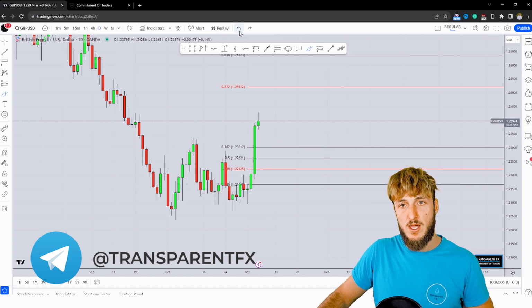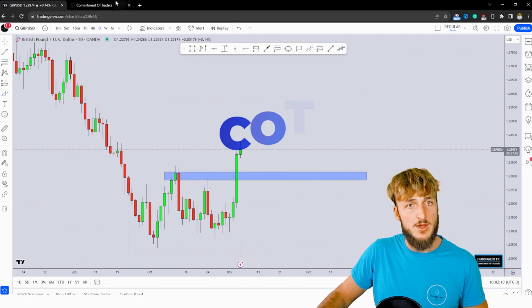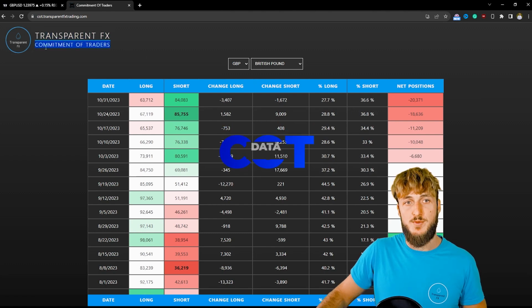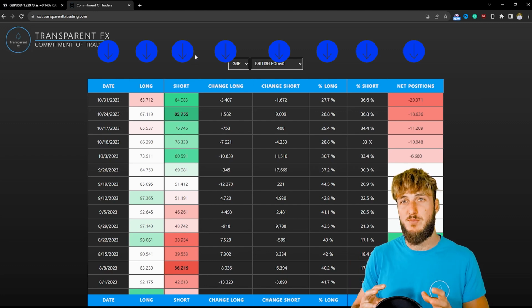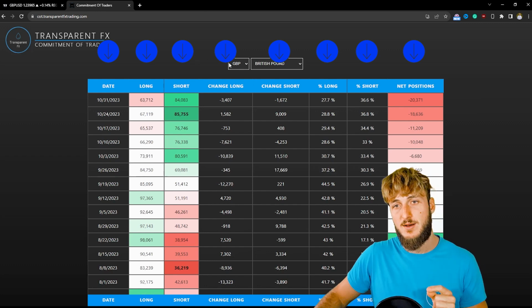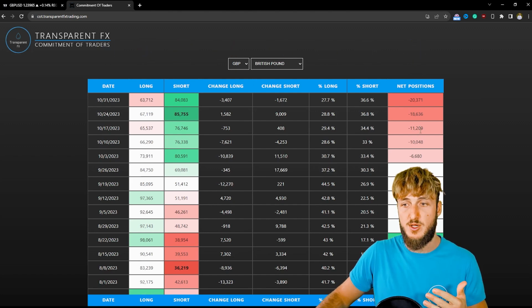Now, if we go and see what we have when it comes to the commitment of traders, so the COT data, which is what the non-commercials, so the biggest speculators in the market are doing, so essentially hedge funds, so the big players in the market, and we check the data precisely for the pound, we can see how with the last reports net positions have decreased.